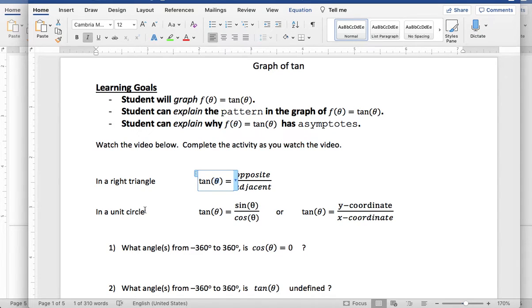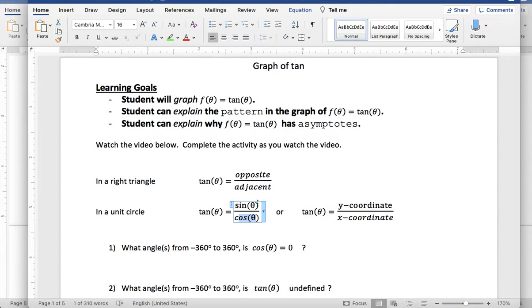In order to expand it to every other degree, we started thinking about tangent in a unit circle. And in a unit circle, your sine is equal to that opposite side, and your cosine is equal to the adjacent side. Because of this, your tangent of theta was equal to sine divided by cosine. Or that's one way we were able to think of it.